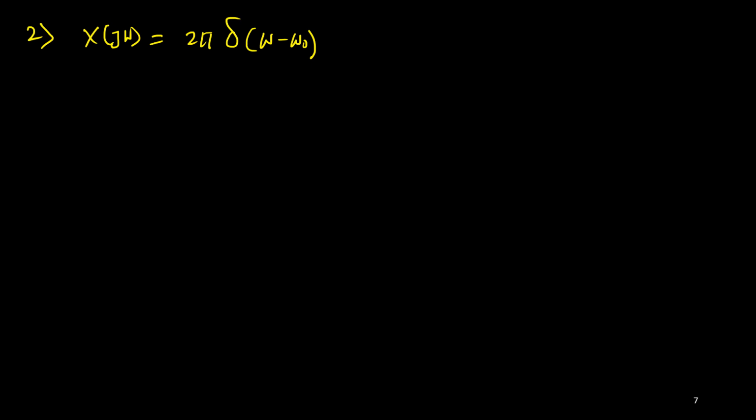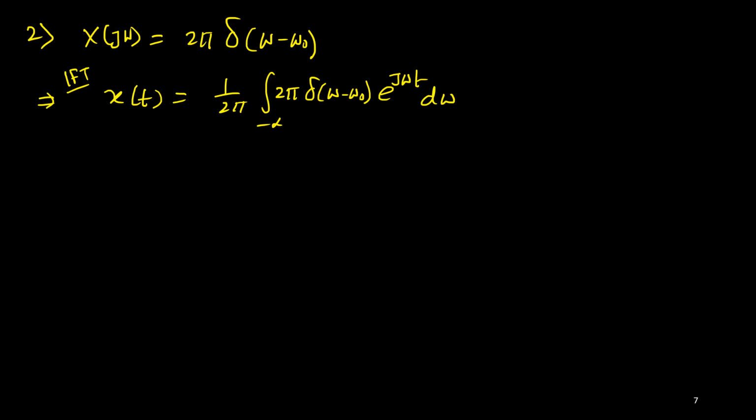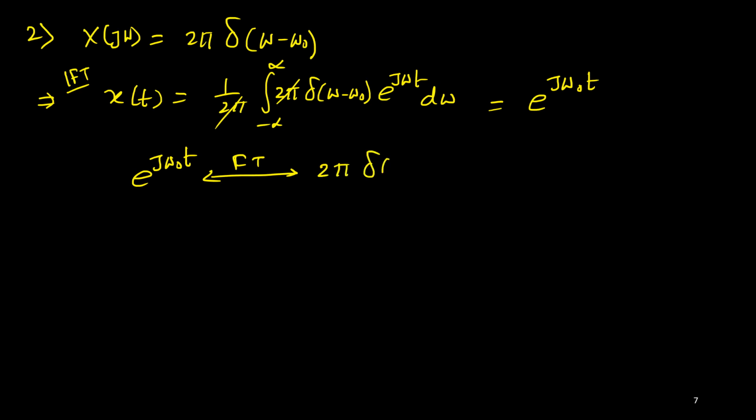If you use the inverse Fourier transform, IFT, x of t would be 1 upon 2 pi times the integral of x of j omega, which you can put here, 2 pi del of omega minus omega naught, then e to the power j omega t d omega. You will see this will cancel, and now this function will exist at omega equal to omega naught, and the area under this curve will become 1. So eventually you will get e to the power j omega naught t. It implies e to the power j omega naught t will have a spectrum of this kind, 2 pi times del omega minus omega naught, a single frequency.